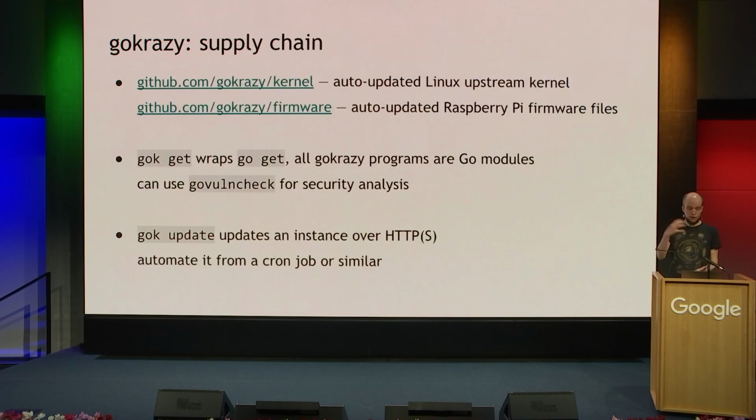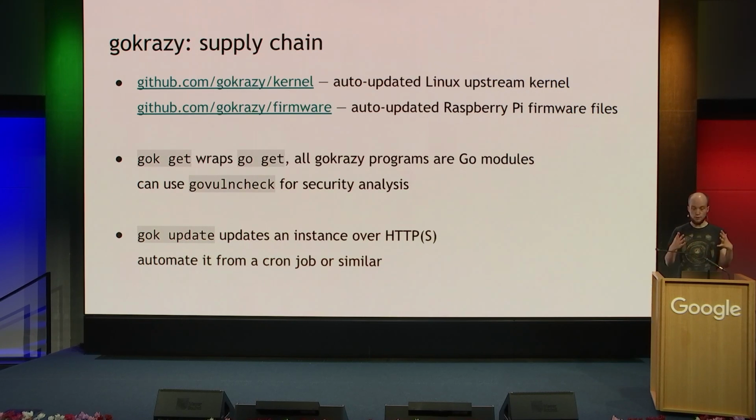All right, so to bring it back to supply chain, the kernel that goes into every gokrazy instance, you can find it in this repository on GitHub, gokrazy/kernel. It is an auto-updated Linux upstream kernel. At most 24 hours after the release of a new Linux upstream version, our automation will have found that and tried to build it and automatically run the CI/CD pipeline and merge that new kernel. So if you update every day, you're always on a very fresh Linux version. The same concept applies to the gokrazy firmware, which is just the Raspberry Pi firmware files.